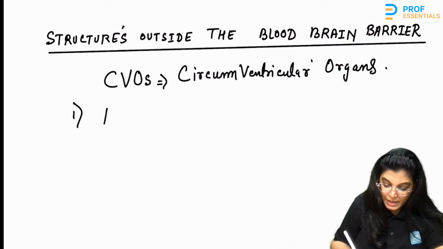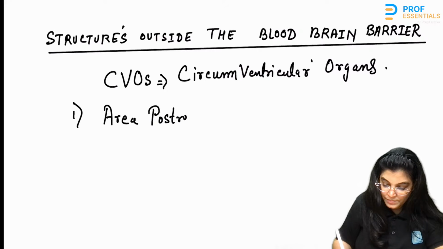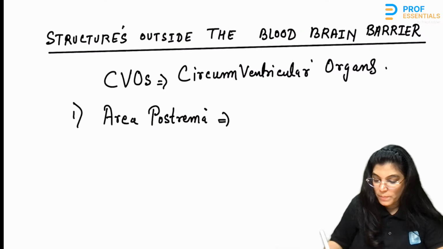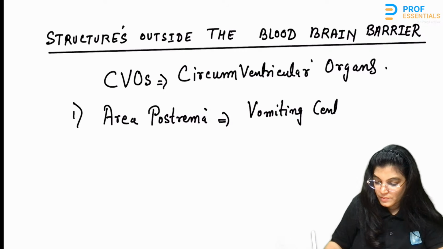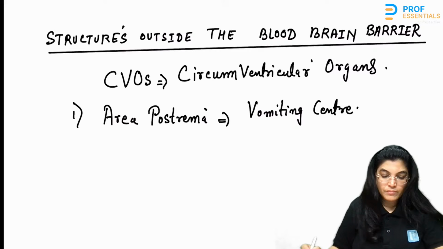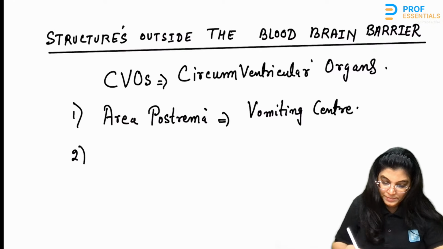So the first structure is area postrema, which is the vomiting center. Okay. Median eminence.